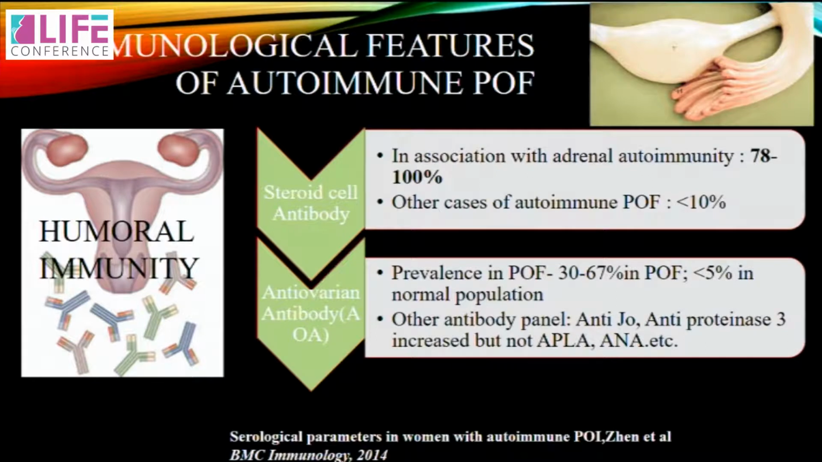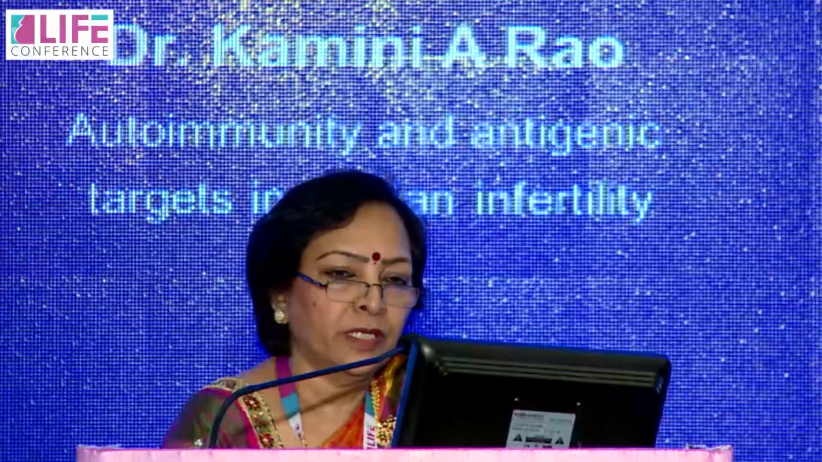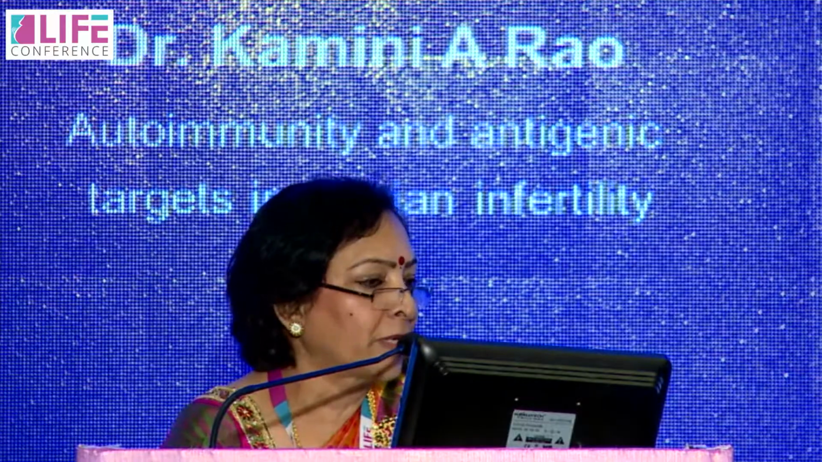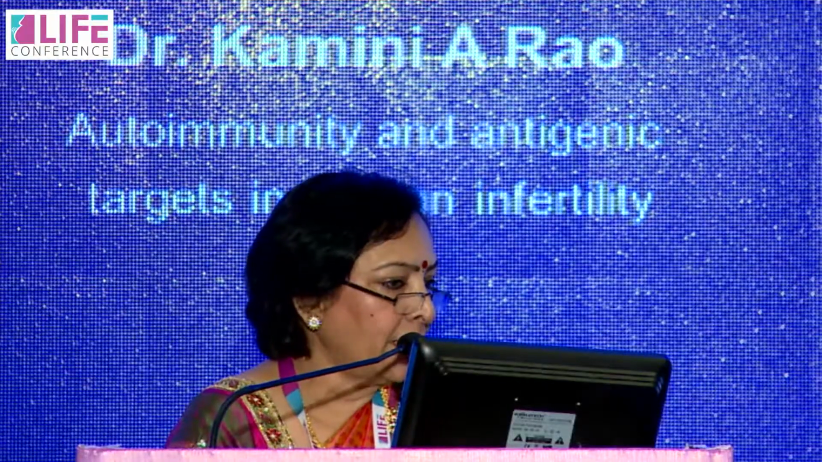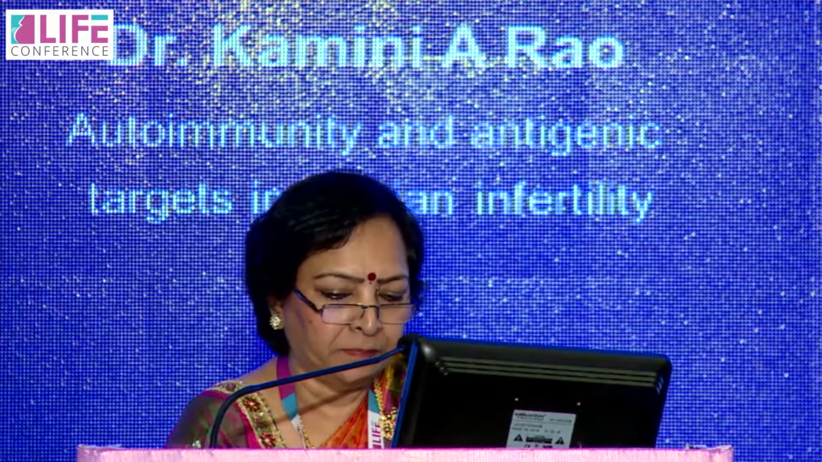So, the autoimmune factors in premature ovarian failure: we're looking at the humoral immunity over there. You have a steroid cell antibody and you have an anti-ovarian antibody. The steroid cell antibody is in association with adrenal autoimmunity in almost 78 to about 100% of cases, and in other cases of autoimmunity it would be less than 10%.